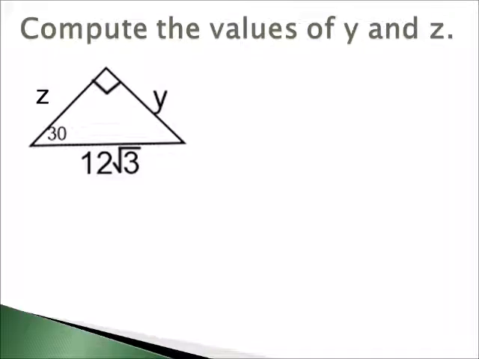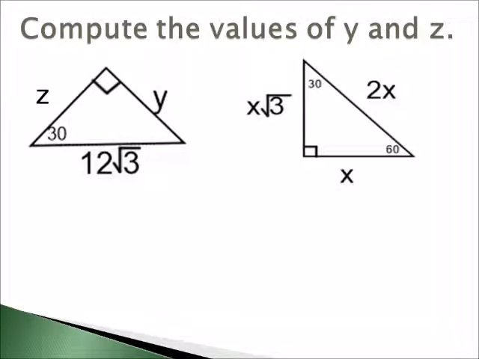Compute the value for both y and z. So if you look at this triangle, you can clearly see that there is a 90-degree angle as well as a 30-degree angle, showing that this is a 30-60-90 right triangle. Next, since this is a 30-60-90 right triangle, we are going to use the theorem for x, x radical 3, and 2x.